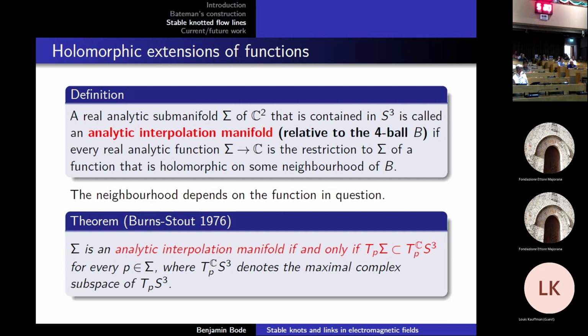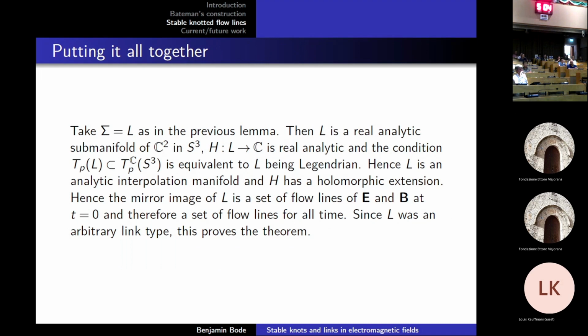The defining property is exactly, so you have an analytic interpolation manifold if and only if its tangent bundle is contained in the complex tangencies of the three-sphere. And now you think back to the first definition of the standard contact structure, and we can put everything together. We take our Legendrian link to be the real analytic submanifold. We've constructed it in such a way that the function capital H is real analytic. And the condition that the tangent bundle of the link is contained in the complex tangencies is precisely saying that's a Legendrian link. So that means that by Burns and Stout, L is an analytic interpolation manifold, and in particular, this function capital H has a holomorphic extension. You use this holomorphic extension in Bateman's construction to obtain the electromagnetic field that you wanted.